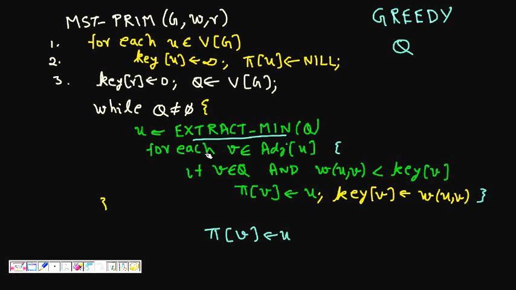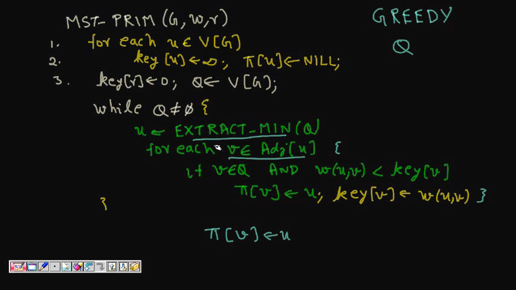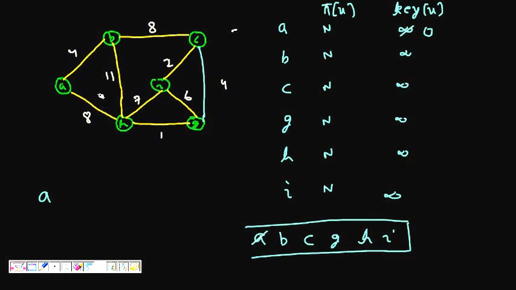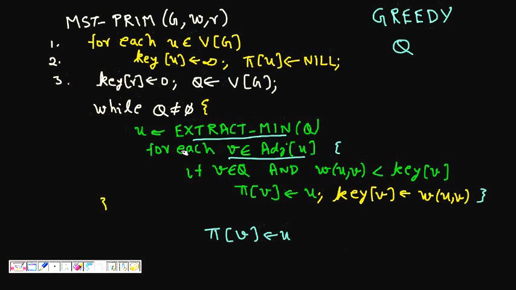And then, for each V adjacent to U, we try to traverse the graph. For all the nodes that are adjacent to the extracted node A, we have B and H. If V belongs to Q, that means it has not been processed till now, and the weight of UV, the edge connecting U to V, is less than its present key, then we make the key the weight of the edge, and the parent U, from where it was discovered.